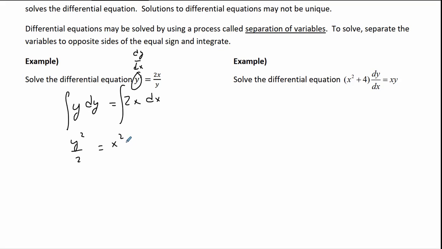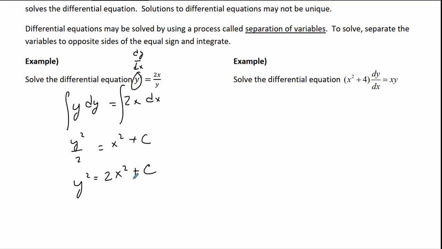But remember that you're technically going to get plus c, but it's not necessary to put plus c on both sides. So I'm just going to put plus c over here. Because these are indefinite integrals, you have to have a plus c. I'm always going to put it just on the x side. Then I just solve for y. And so I get y squared equals 2x squared plus 2c. But this 2c is still a constant, so I don't really need that 2c. I can just leave it that way.